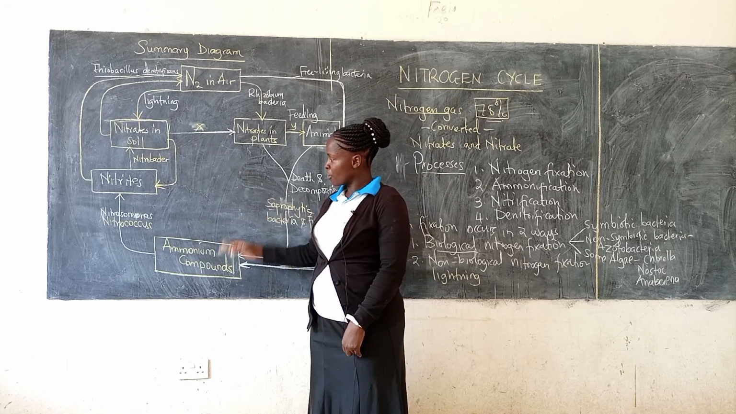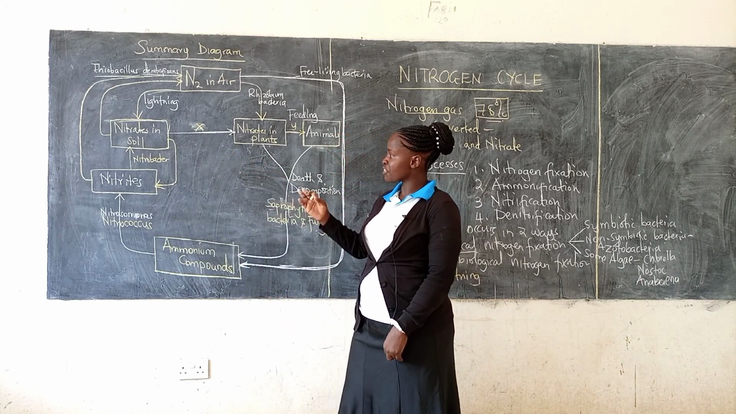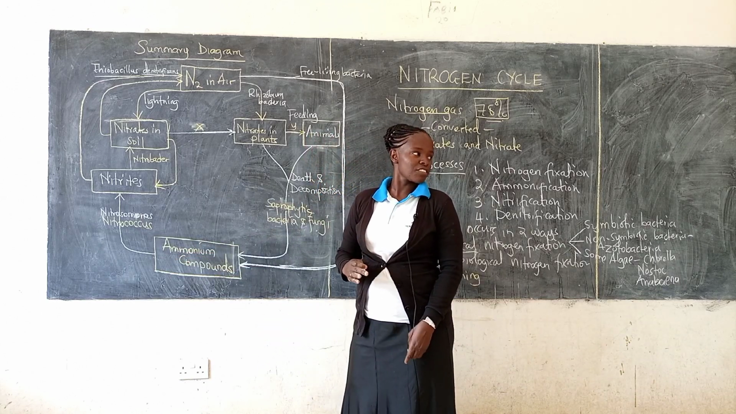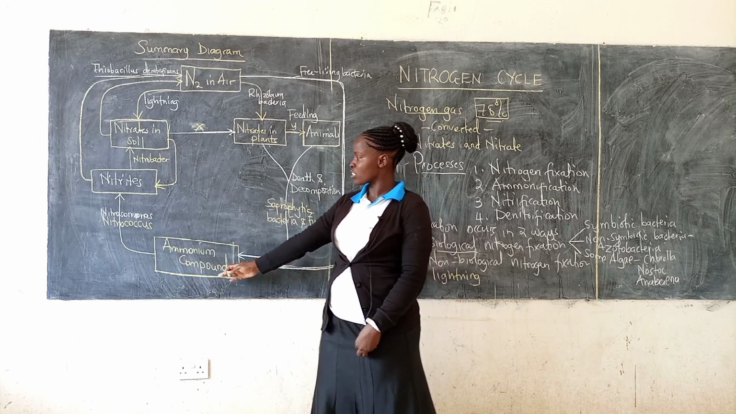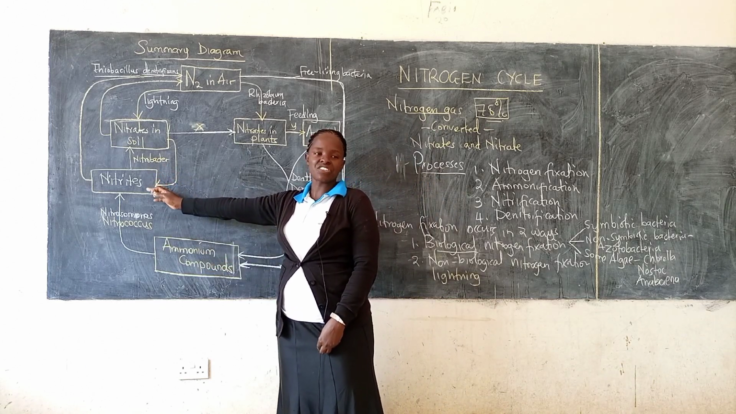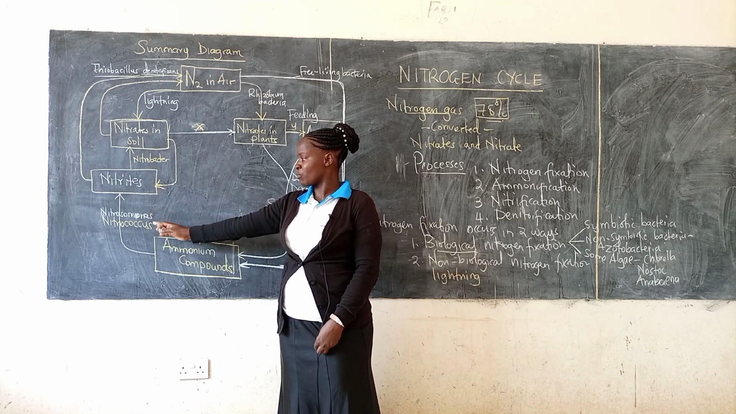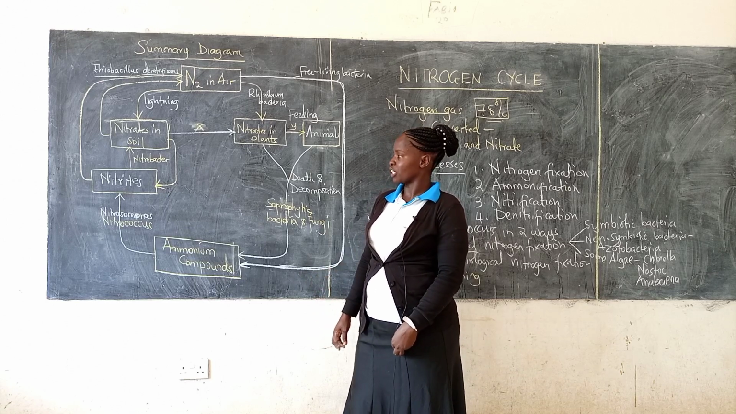Now, from ammonium compounds, we need to form nitrites and nitrates. So, nitrification now starts from here. The process of nitrification is divided into two. We have the first one where ammonium compounds in the soil are converted to nitrites in the presence of nitrifying bacteria, that is Nitrosomonas and Nitrococcus. That is the first stage of nitrification.